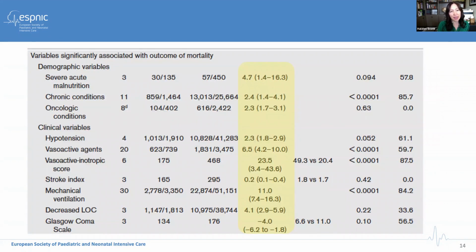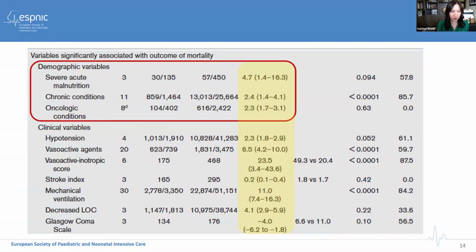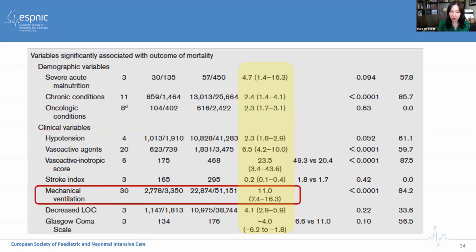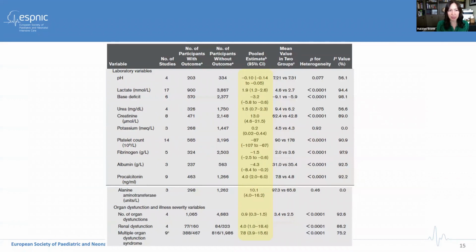Looking next at variables associated with the outcome of mortality, I've again highlighted in yellow that risk estimate. And they fell into groups of demographic variables, including malnutrition, chronic conditions, and oncologic conditions, and clinical variables. These were all variables associated with shock. Mechanical ventilation, you'll note with an estimated risk of 11, is even more highly associated with death than any of the variables we've talked about so far. Decreased level of consciousness and Glasgow Coma score came up again.